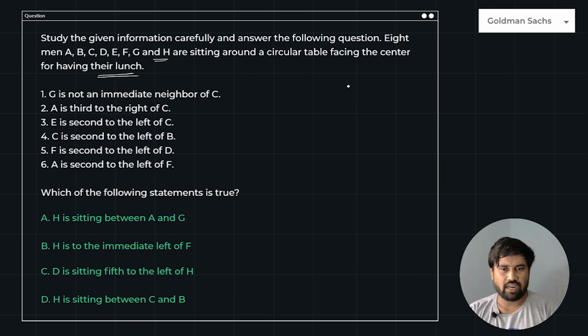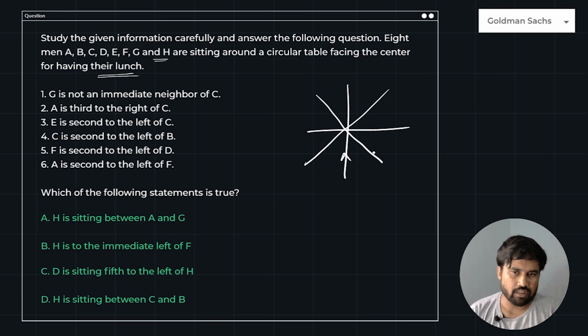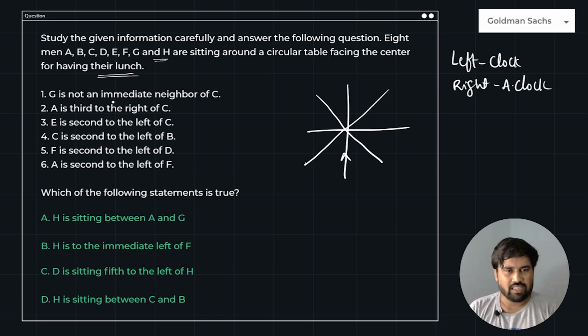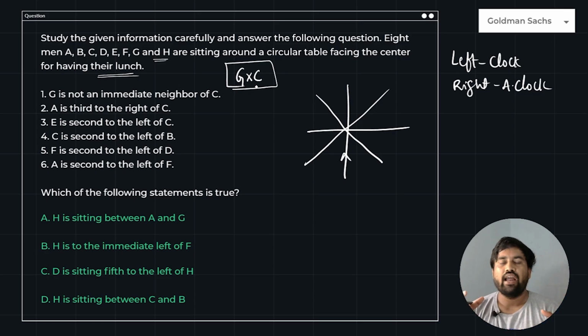So with 8 people, immediately I will start drawing the picture like this, and all are facing toward the center. A small indication: if all are facing toward the center guys, just remember this, left is always clockwise and right is nothing but anti-clockwise, or counterclockwise. So G is not an immediate neighbor of C. I won't read the statement again. Once I have completed a statement, I will never get back to that statement. This is how I do data arrangement problems. Why? Because I don't want to waste my time reading the statement multiple times, and if you read multiple times, it will confuse you actually.